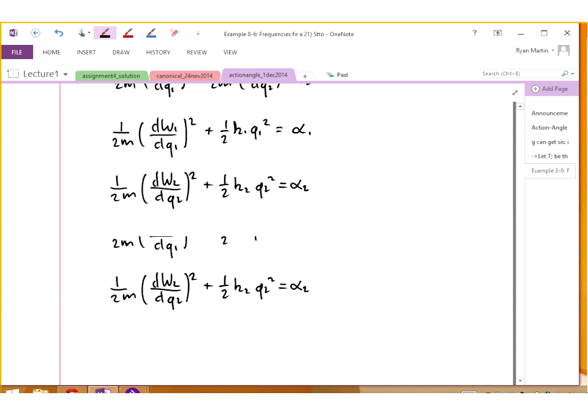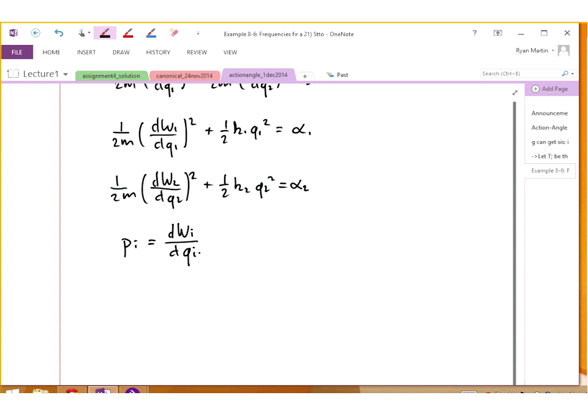So remember that the lowercase p_i is given by dW_i/dq_i. So it's given by ∂W_i/∂q_i, but the W is separable, and because it's separable, the partial and total differentials are going to be the same. Okay?